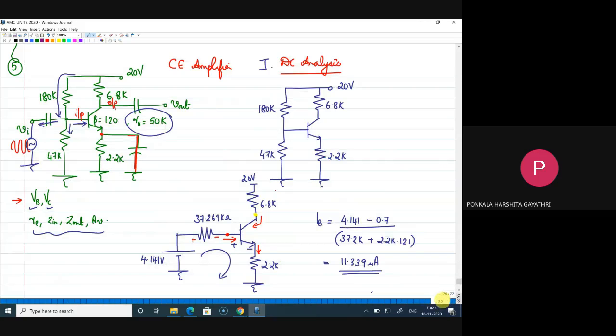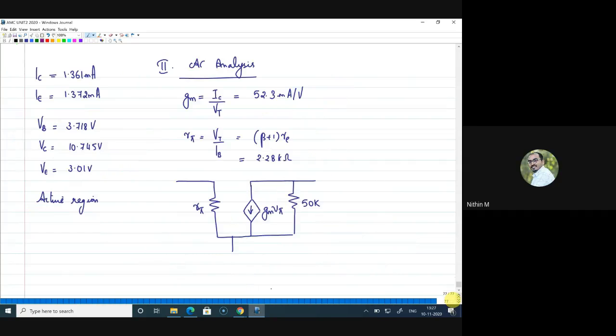The 180K and 47K resistances. Those two are in parallel, right? We need to keep them at the base side. That means here. From here to which point?